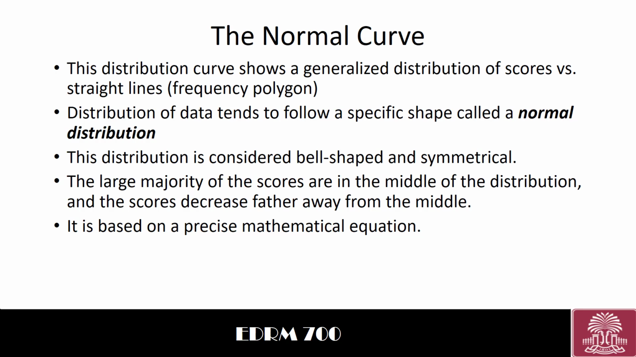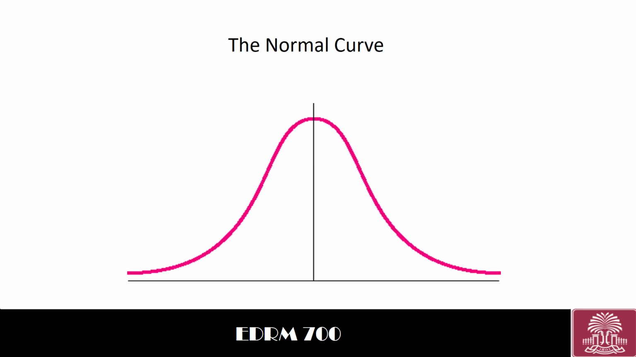The distribution is bell-shaped and symmetrical. The large majority of the scores are in the middle of the distribution, and the scores decrease further away from the middle. It is based on a precise mathematical equation. We will not cover that in this course. We will discuss a bit more about the curve later in this presentation. Here is a figure of the normal curve.